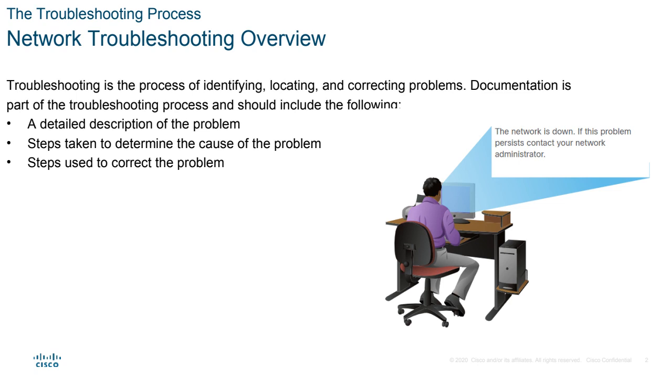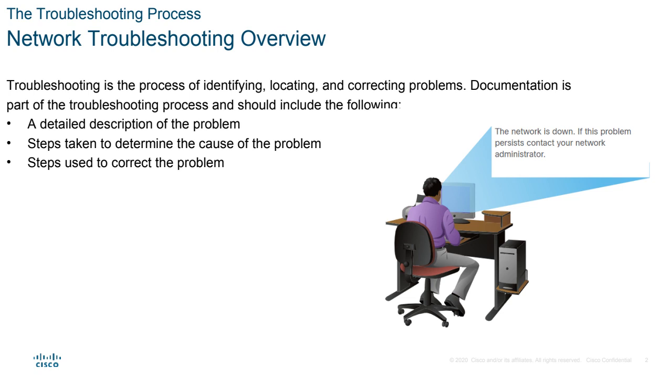So what is troubleshooting? Troubleshooting by definition is the process of identifying, locating, and correcting problems. Documentation is part of the troubleshooting process and should include the following: a detailed description of the problem, steps taken to determine the cause of the problem, steps used to correct the problem. This is all troubleshooting, so you should document it also.